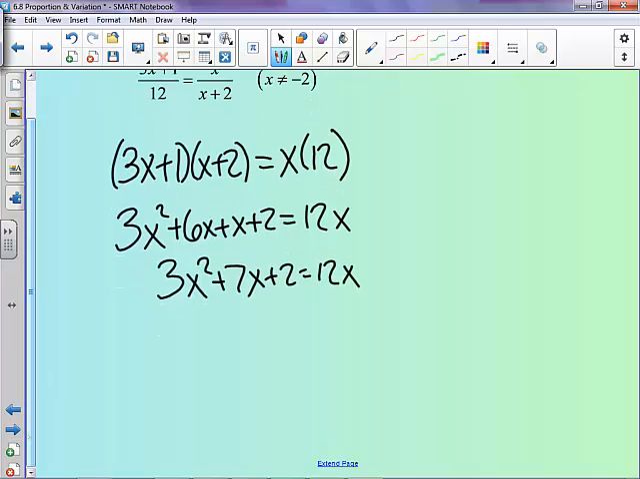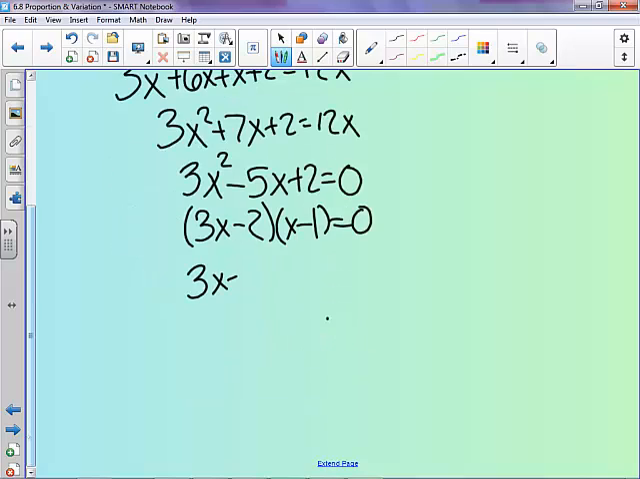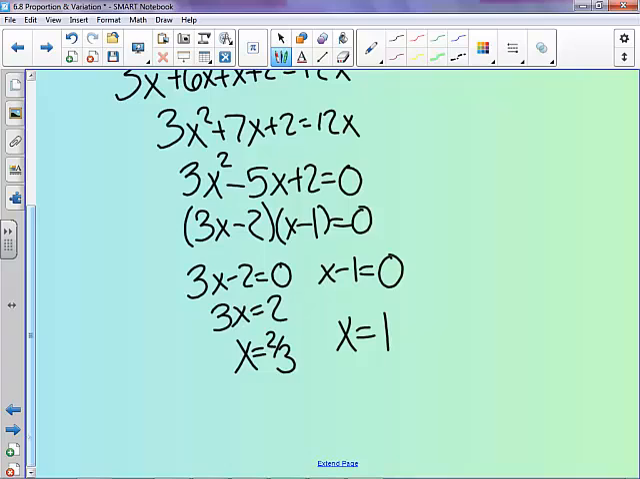And now we do have a squared term, so we need to get it equal to 0. And this will factor. Neither one of these were what we can't have for our answer, so they both would work.